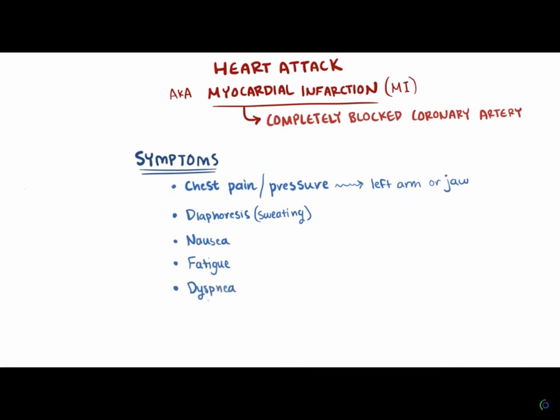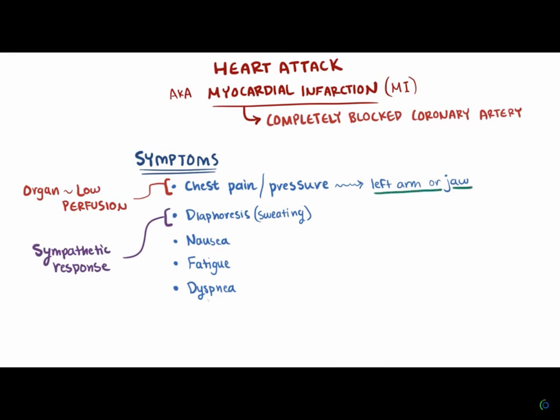All of these are either a direct result of an end organ, like the heart or the brain not getting enough perfusion, so think chest pain and dizziness, or from the sympathetic response from the body to help the heart work harder and preserve blood pressure, so think sweating and clammy skin. Many people also have referred pain, where the nerves in the heart are irritated, but that pain can be felt in the jaw, shoulder, arm, or back instead.